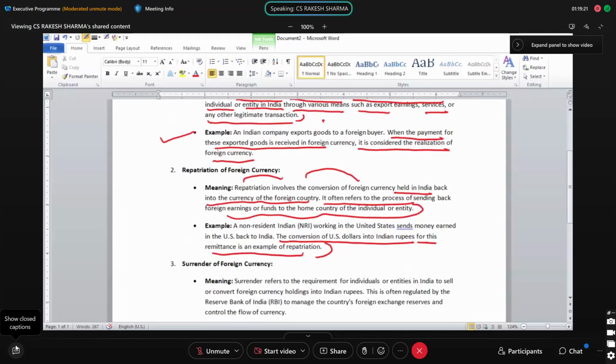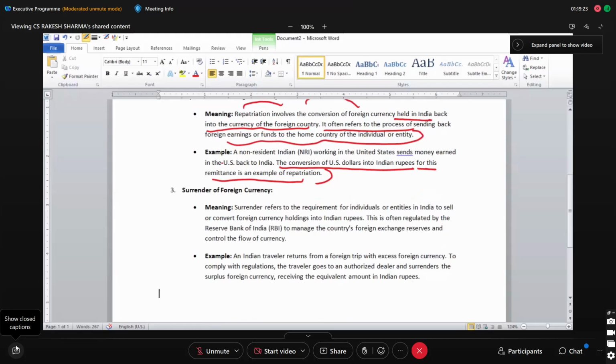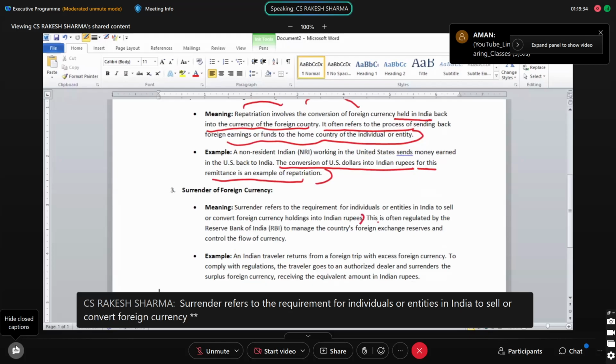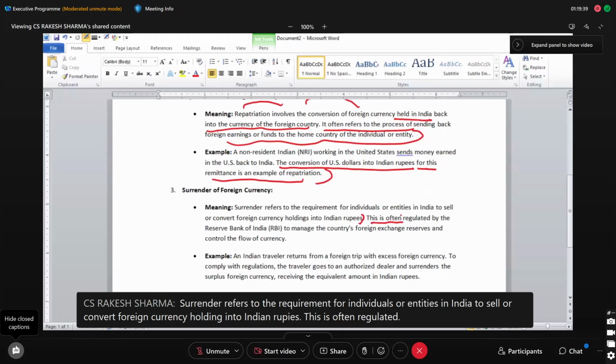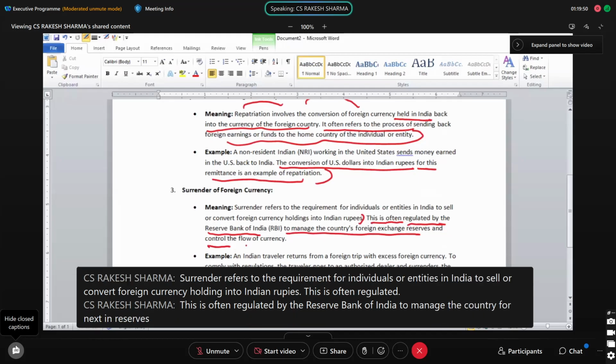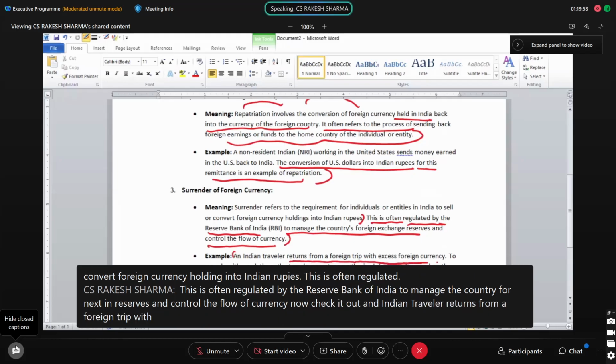What is surrender of foreign currency? Most important right now. Surrender refers to the requirement for individuals or entities in India to sell or convert foreign currency holdings into Indian rupees. This is often regulated by the Reserve Bank of India to manage the country's foreign exchange reserves and control the flow of currency. Now, check it out. An Indian traveler returns from a foreign trip with excess foreign currency, guys.